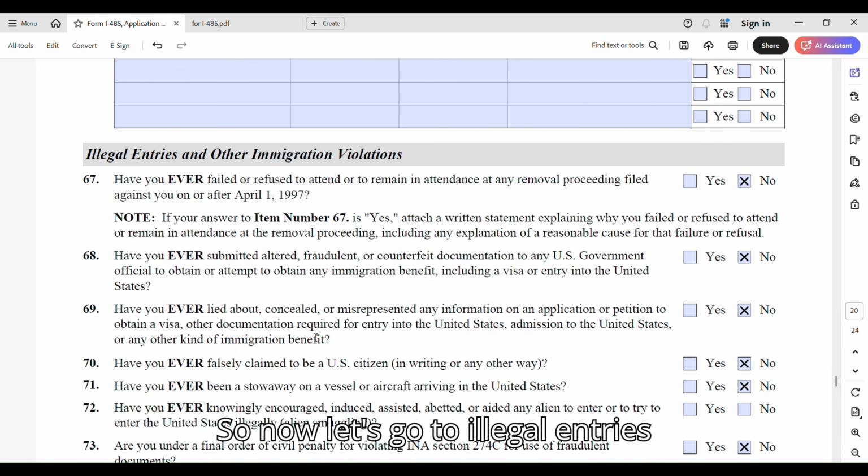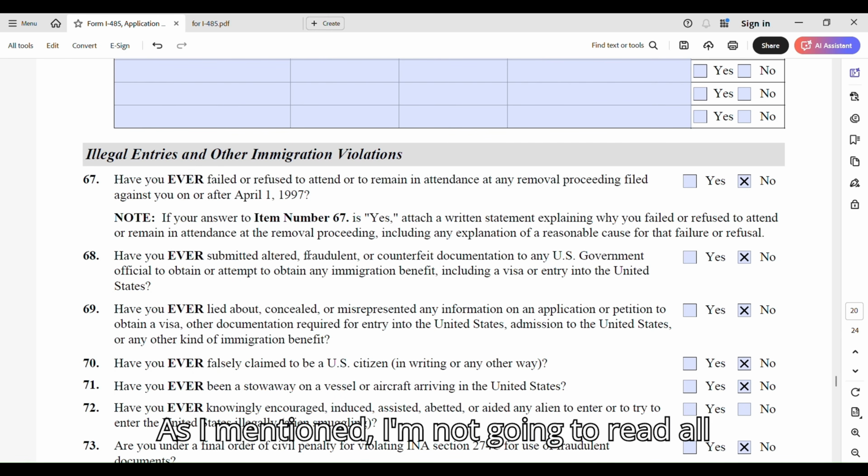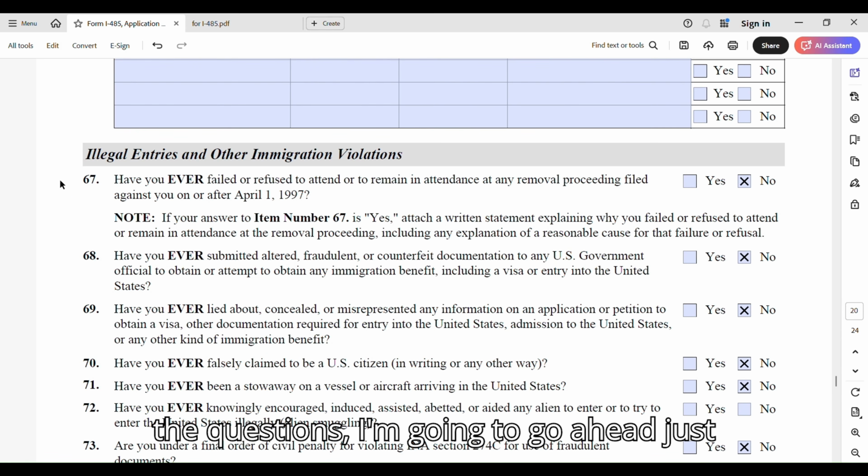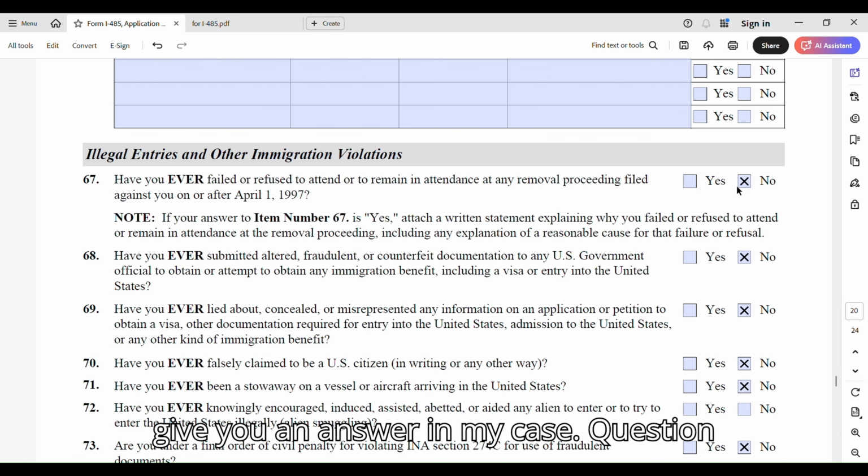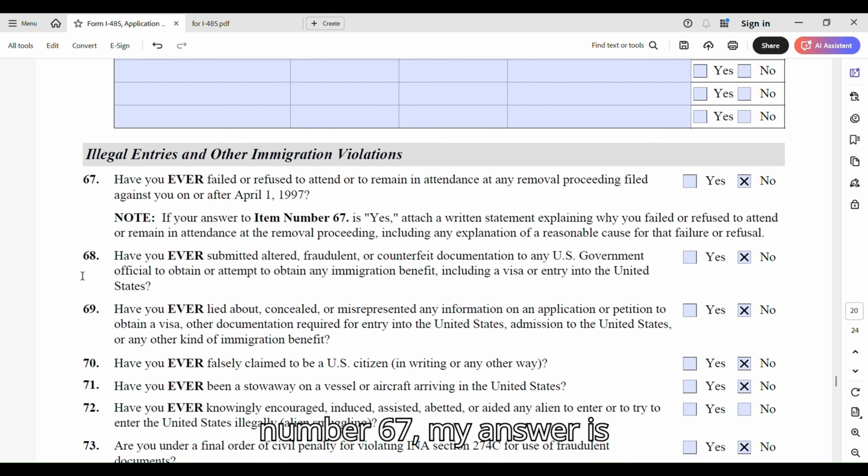So now let's go to illegal entries and other immigration violations. As I mentioned, I'm not going to read all the questions. I'm just going to give you an answer in my case. Question number 67, my answer is no. Question number 68, my answer is no.